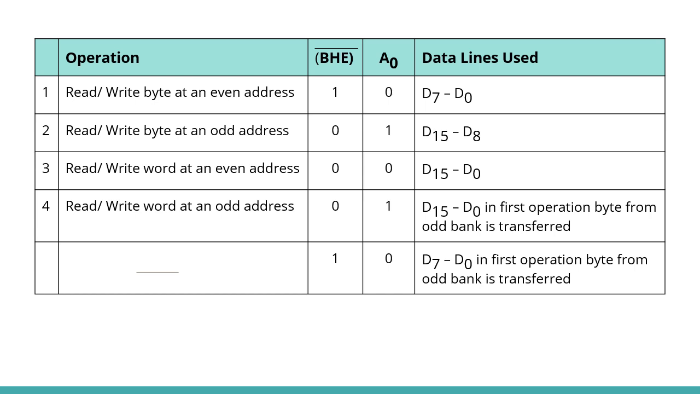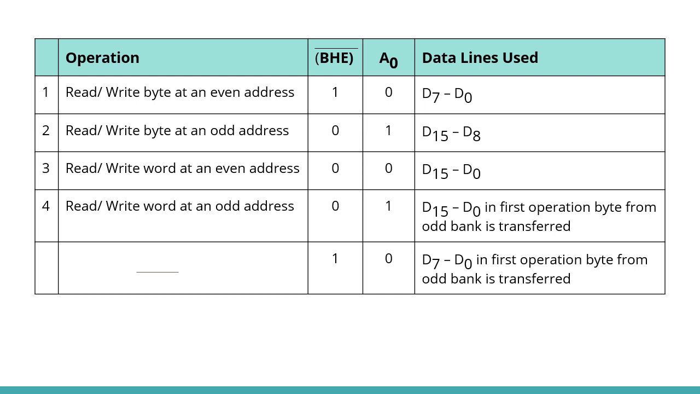The next operation is to read and write a word, that means 2 bytes have to be written at an even address. So here we need to write both at the even address memory bank as well as the odd address memory bank. For this purpose, both the BHE bar signal as well as the A0 signal should be at a logic low value, that is 0. And the data lines that are used are D15 to D0. Here 16 bits or one word has to be written, so all the bits in the data lines are used.